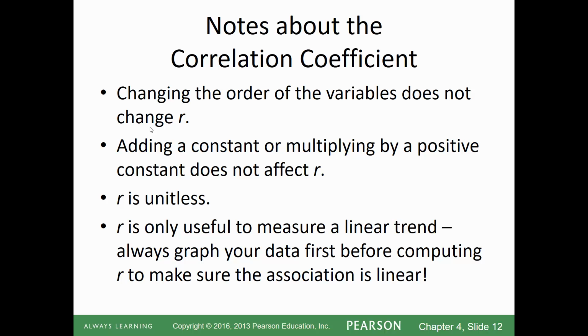And lastly, I try to emphasize this throughout, R is only useful to measure linear trends. So this is just a note that I put. We should always graph your data first before you compute R and try to make any conclusions about R. So we should always look at a scatter plot first. Look how my data fall. Does it look to be linear? If it does look to be linear, then you proceed. If it's very obvious that it's nonlinear, then there's no point in calculating R, because R is only for linear.